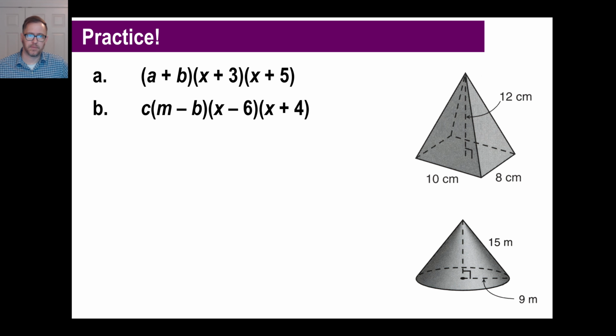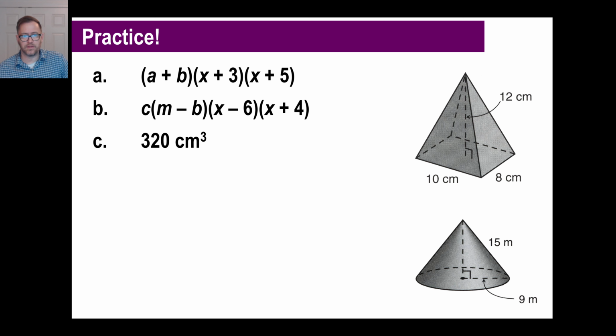All right, B, C gets factored out of that entire thing. But don't forget the C at the very end of your answer. So what's going to happen is you're going to get M minus B. You know, the x minus 6 times x plus 4, you will have had x squared minus 2x minus 24. Okay, pause it and try C.